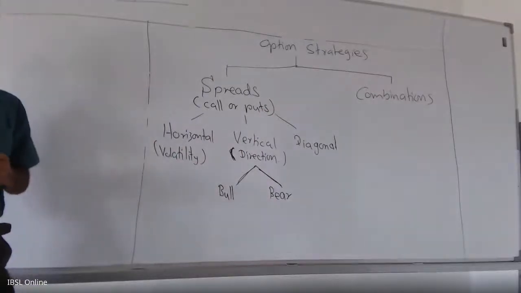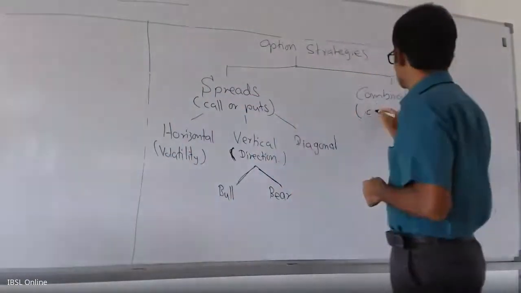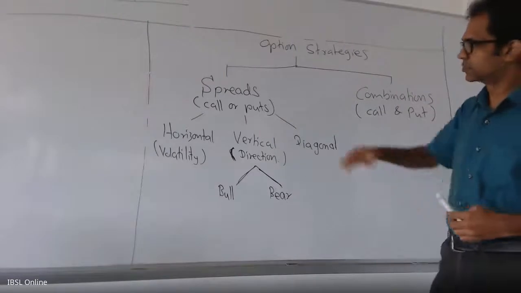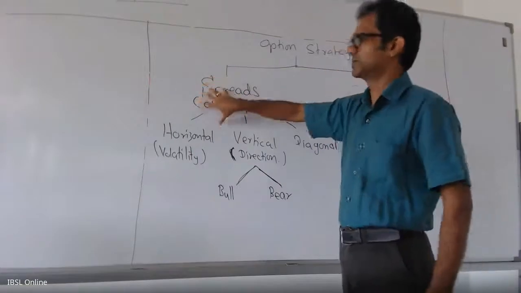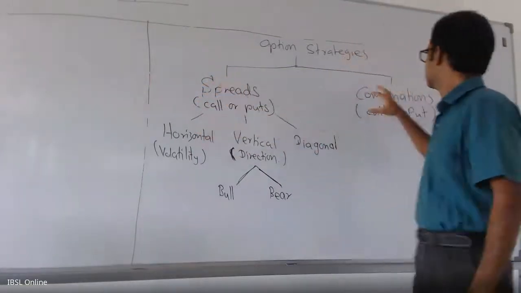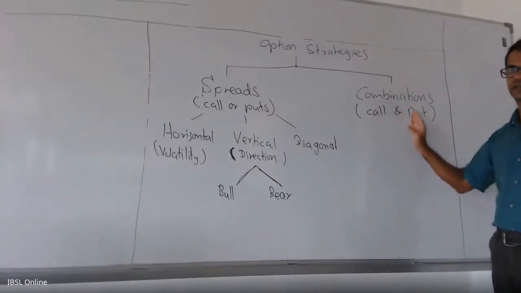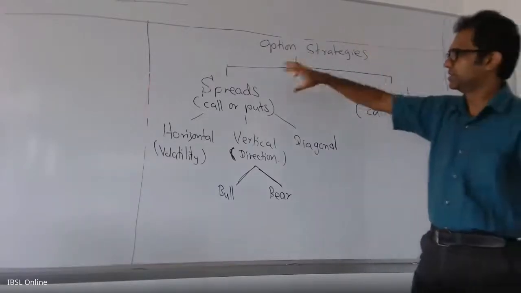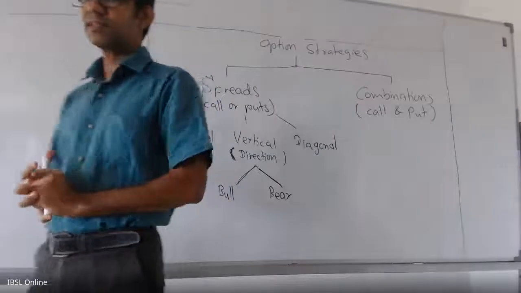Either using call options or put options. But combinations, it's call and put. That's the difference. In a spread, you use the same class of options, options of the same class, to create spreads. In the combination, you use options in different classes. You combine different options, put options and call options. In a spread, either you use call options or put options for a particular trade. Is it clear?